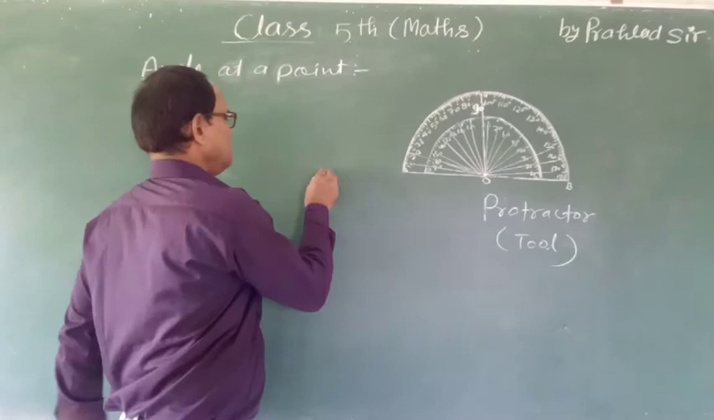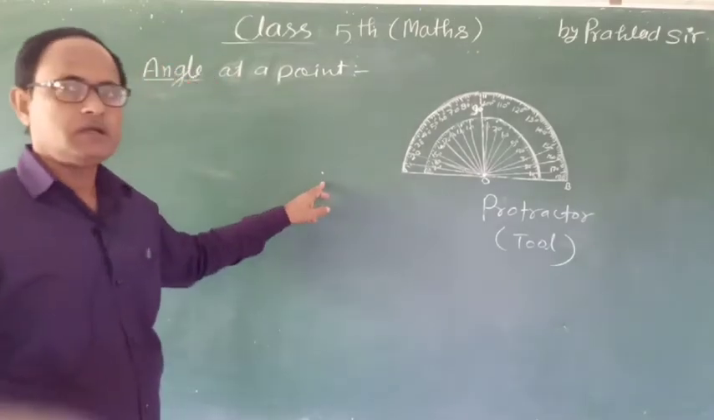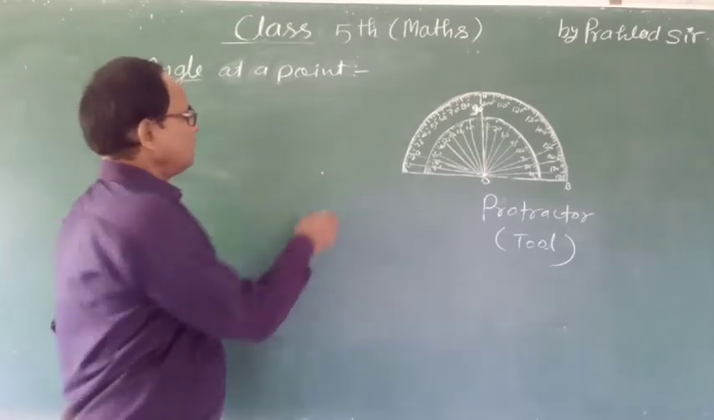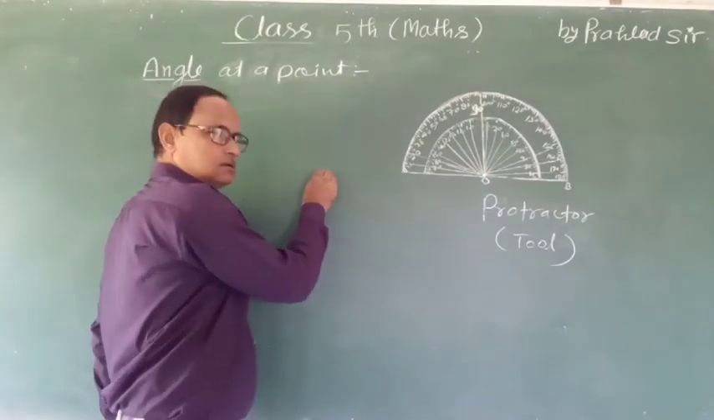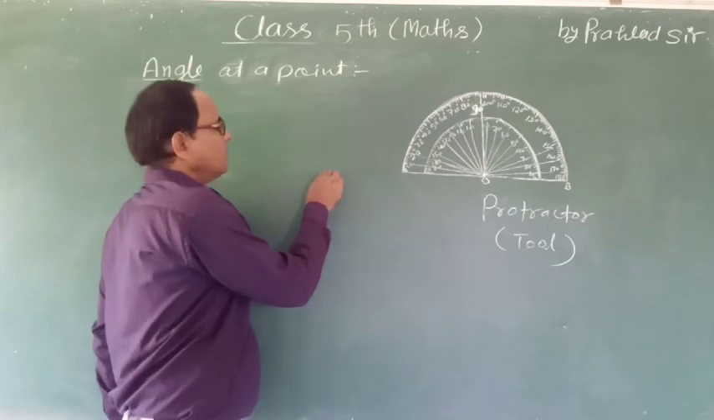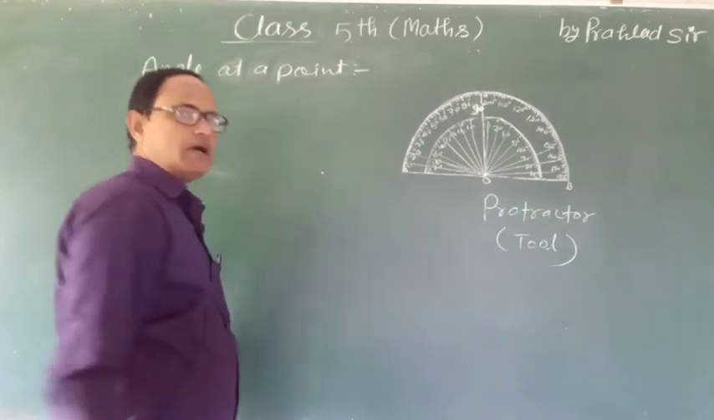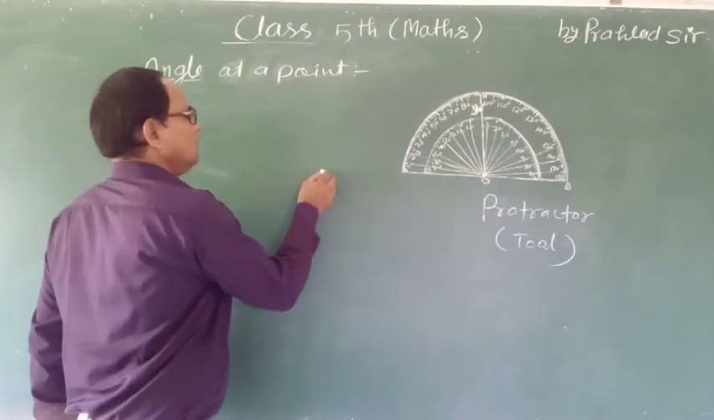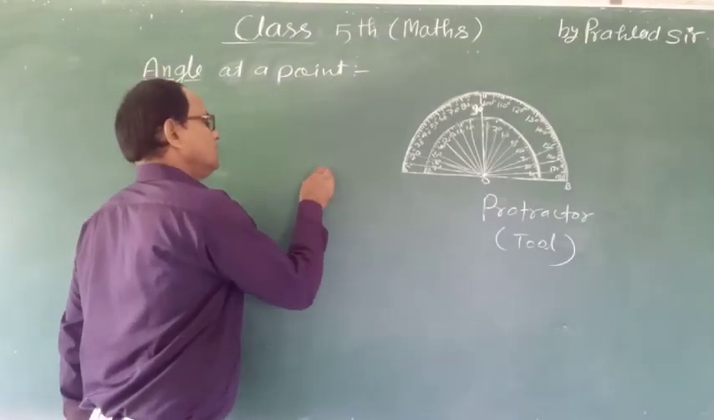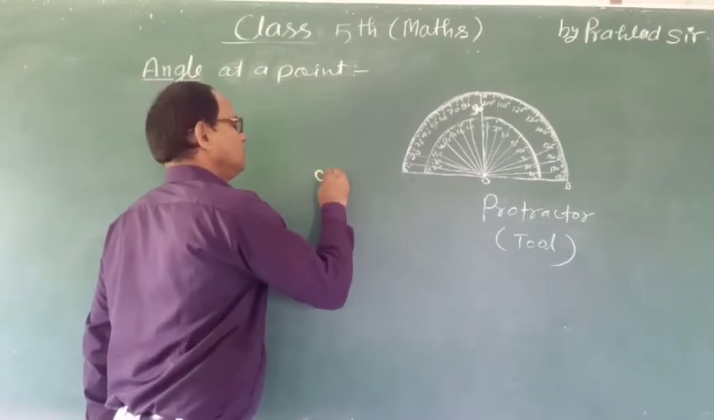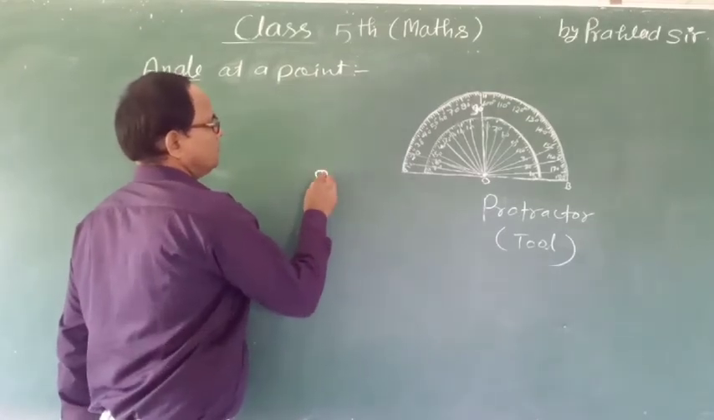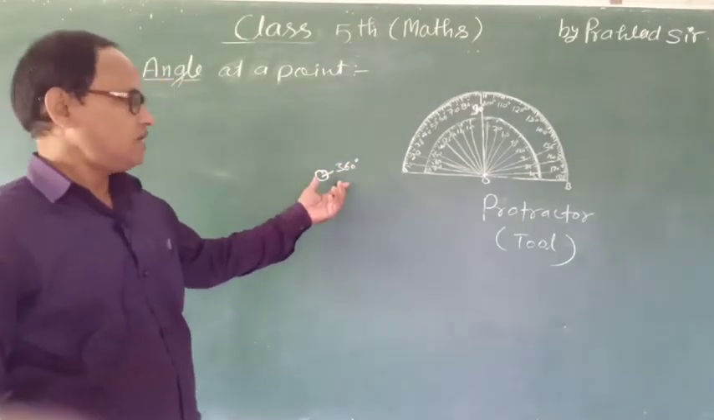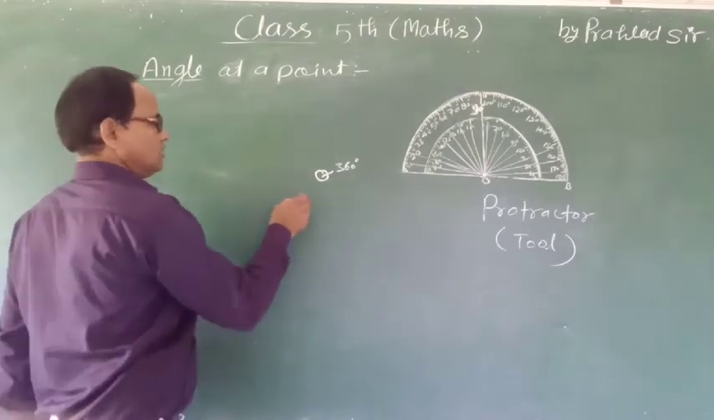Angle at a point: the sum of the angles at a point is always 360 degrees. Angles made around a point make 360 degrees, which is known as a complete angle.